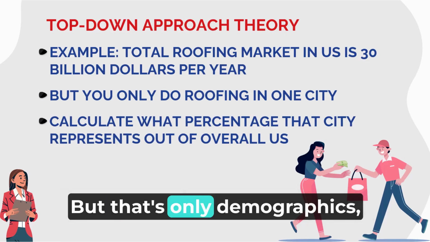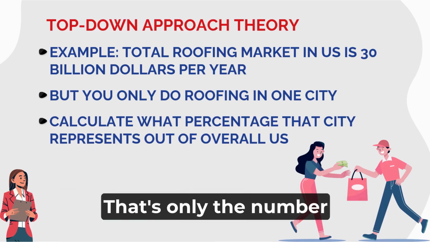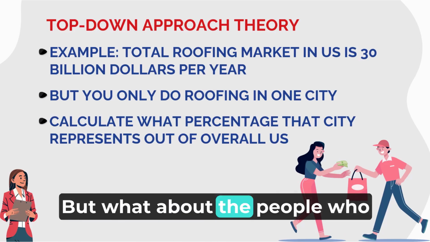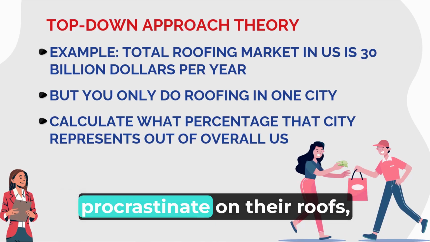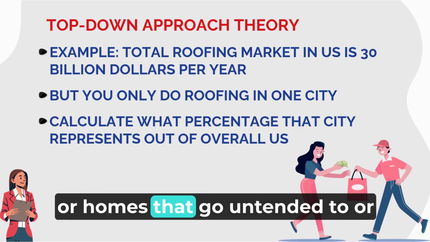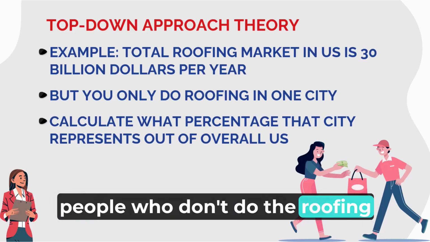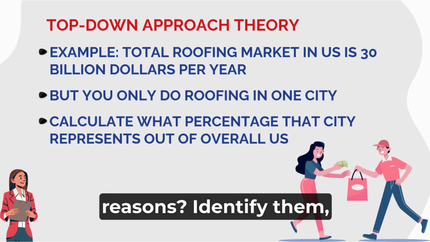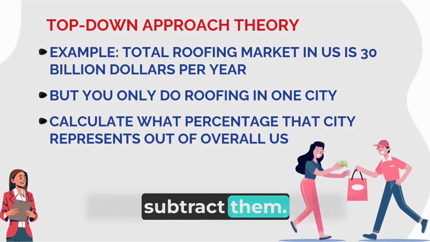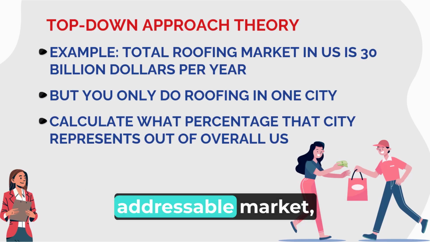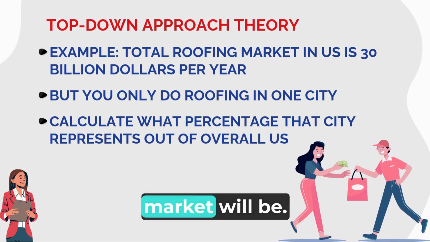But that's only demographics, right? That's only the number you can calculate. But what about the people who procrastinate on their roofs, or homes that go untended to, or people who don't do the roofing for a multitude of other reasons? Identify them, subtract them, then you have your actual addressable market, and you know what your market will be.